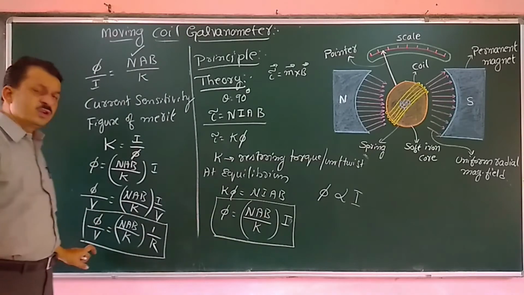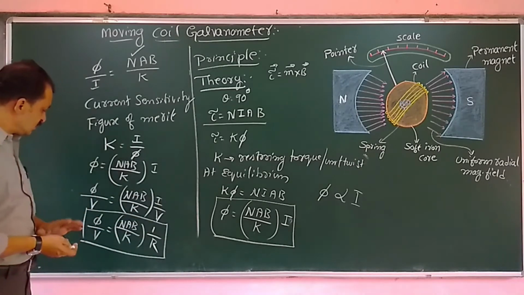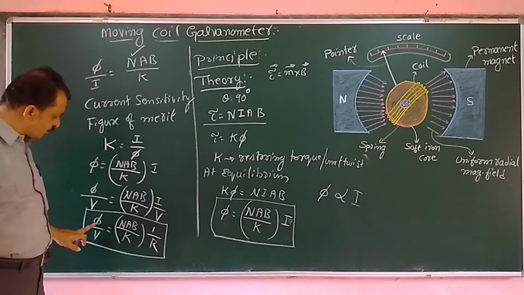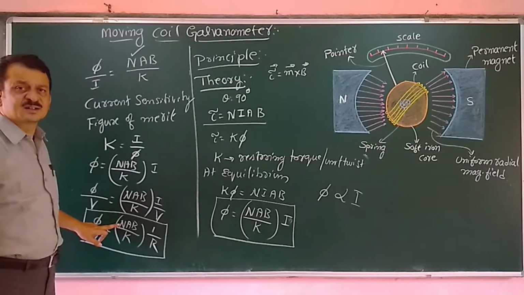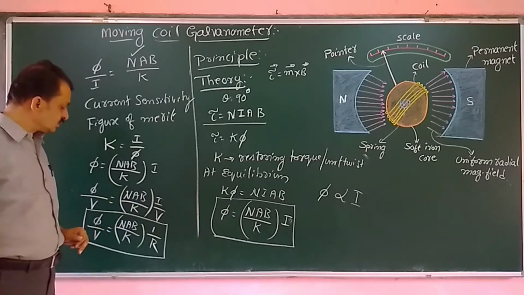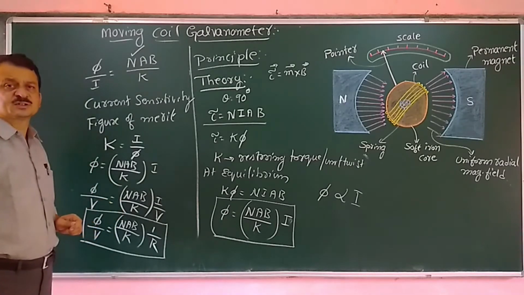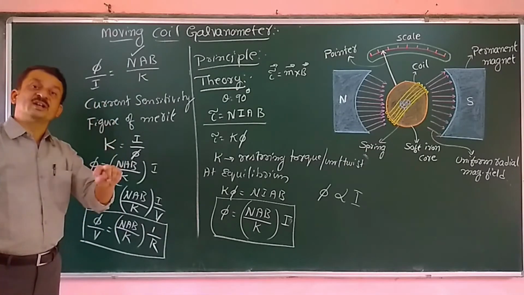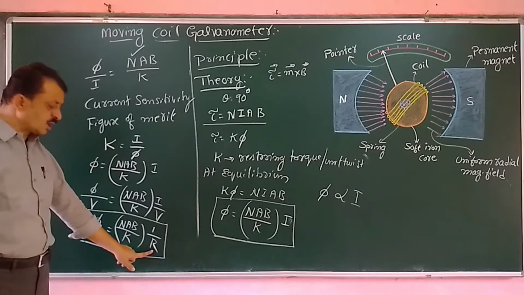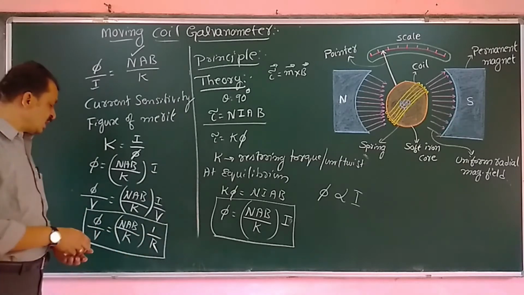Now how can you increase the voltage sensitivity of a galvanometer? Now look here, voltage sensitivity also depends on N, that is the number of turns. But what happens if I increase the number of turns? Obviously the resistance also increases. That means R also increases here, but it is in the denominator.